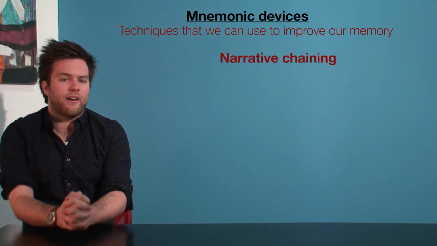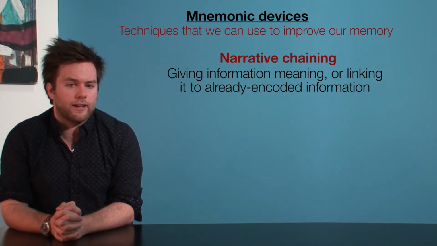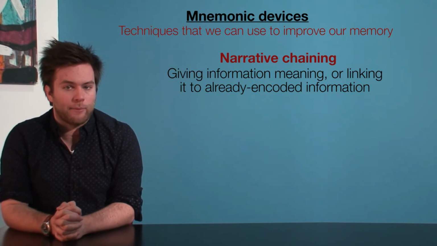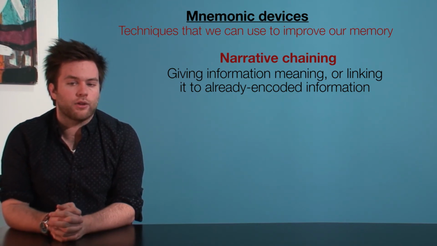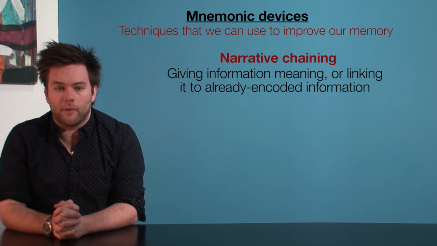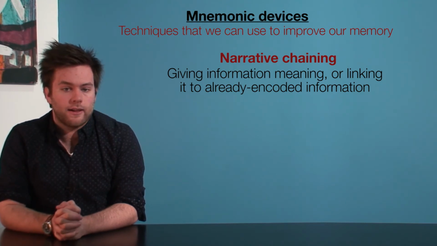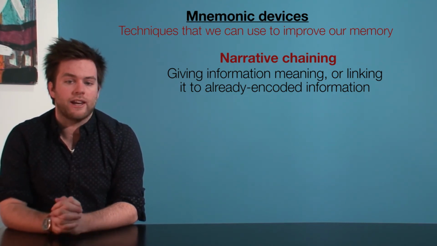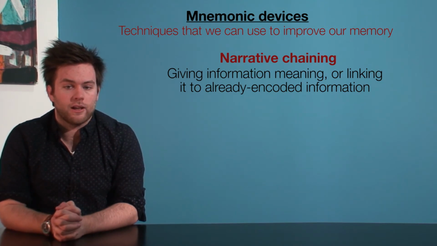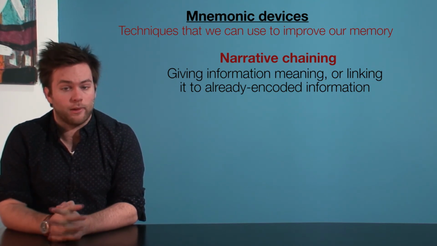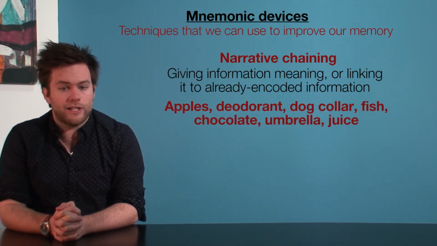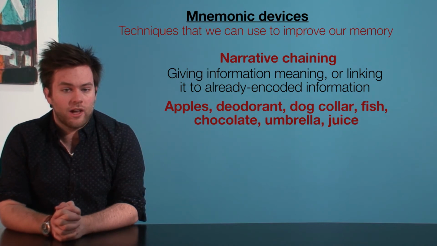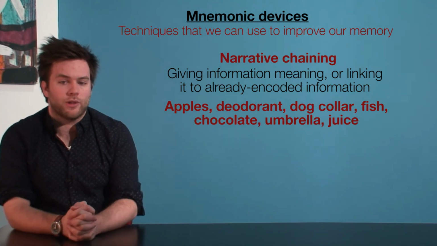And then there is narrative chaining. Narrative chaining largely relies on the principles of elaborate rehearsal. By giving information meaning or linking it to already encoded information, the likelihood of remembering that information increases. This technique is called narrative chaining because it often results in us making a short narrative. For example, say we had to remember the following items on a shopping list: apples, deodorant, dog collar, fish, chocolate, umbrella, juice. We can make these words into a narrative.